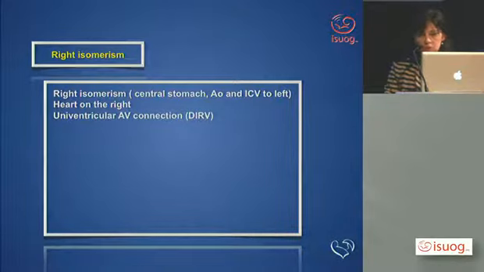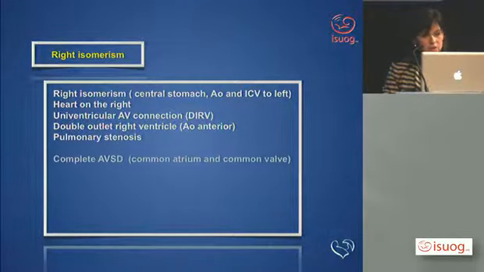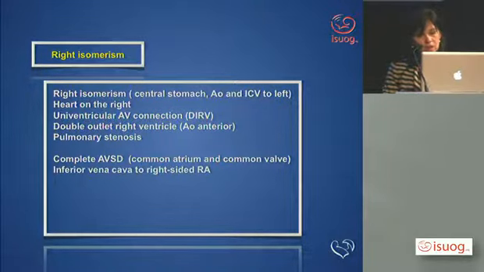univentricular atrioventricular connection, double inlet right ventricle, so 2 valves or sometimes 1 valve going to one ventricle. Double outlet right ventricle is very common. AVSDs, double outlet right ventricle is very common in isomerism. Pulmonary stenosis, complete AVSD with a common atrium and a common atrioventricular valve. Inferior vena cava to the right-sided right atrium.